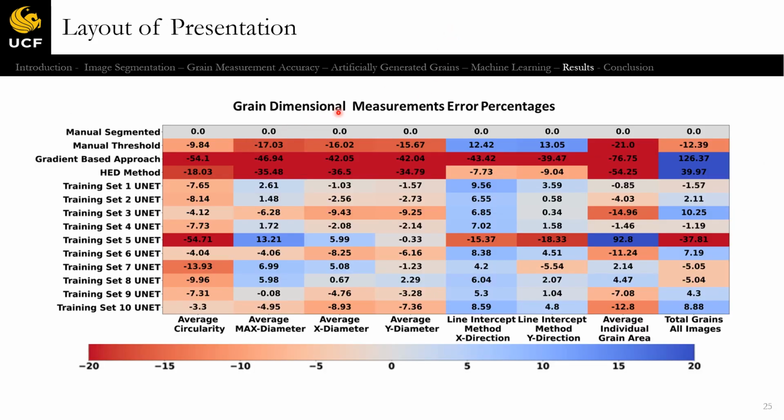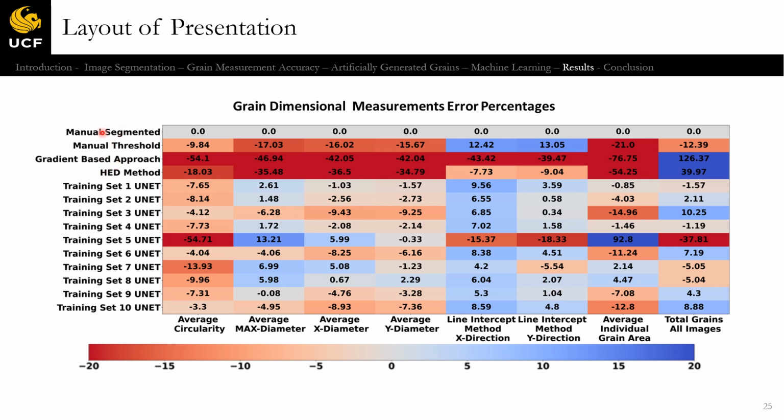Now we can look at some of the grain dimensional measurements. I do want to get a better way of displaying this for the paper. I'm not sure how I'm going to do that yet, but we can see that the measurements are listed here at the bottom: average circularity, max diameter, the line intercept methods, grain individual error, total grains in all 480 images, and we can see how well each of the different approaches performed.